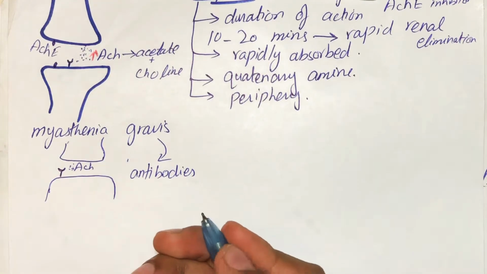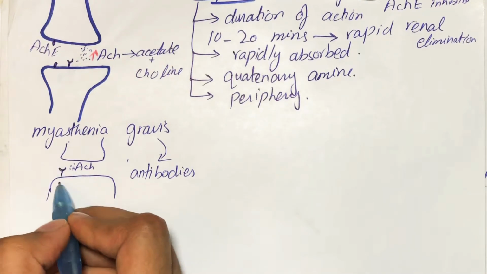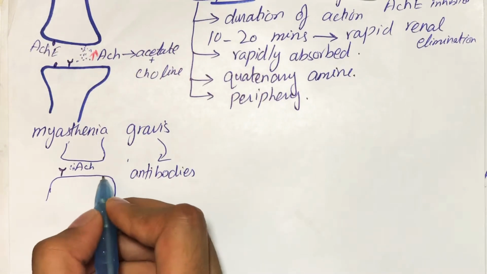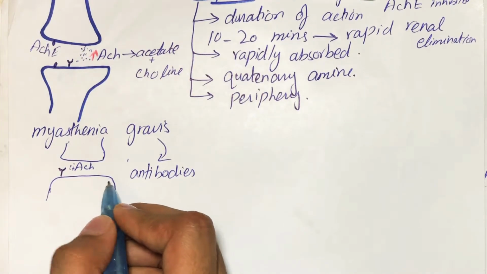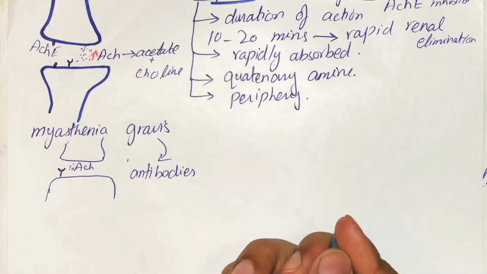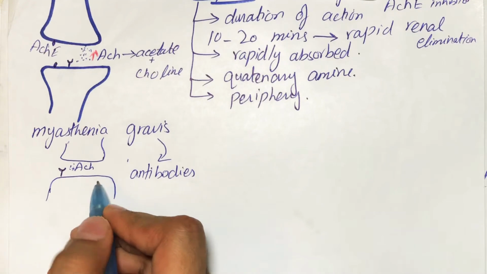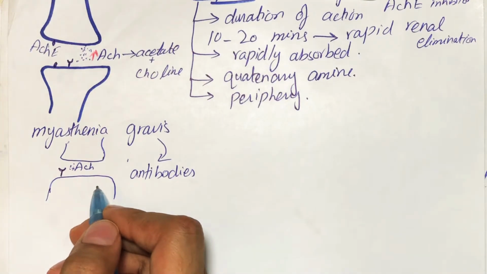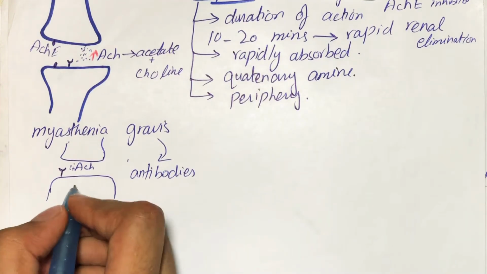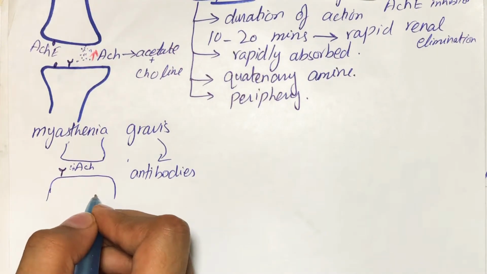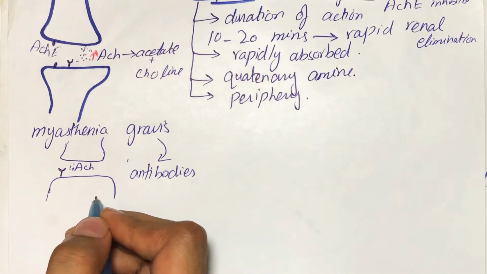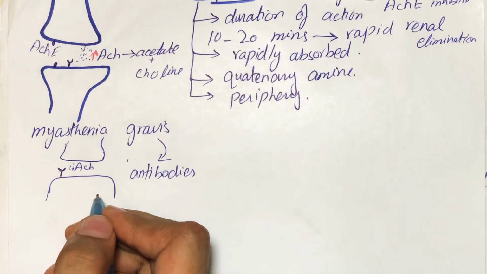In this way, what happened? There is degradation of the nicotinic receptors and there are only a few receptors left which are not degraded. In this way, there is less interaction between acetylcholine and the nicotinic receptors, because much of the nicotinic receptors are destroyed by these antibodies. So now as there are fewer nicotinic receptors, there is less of an acetylcholine response in the body.